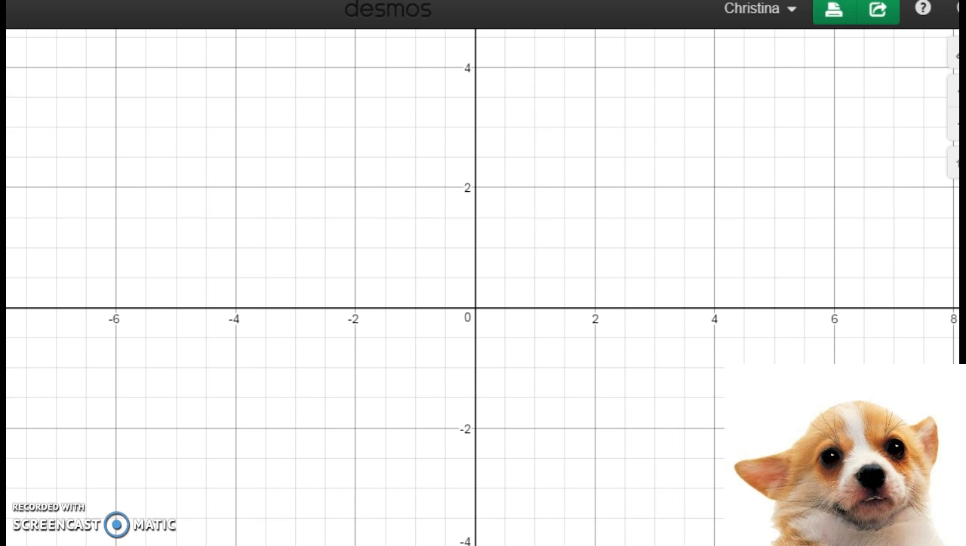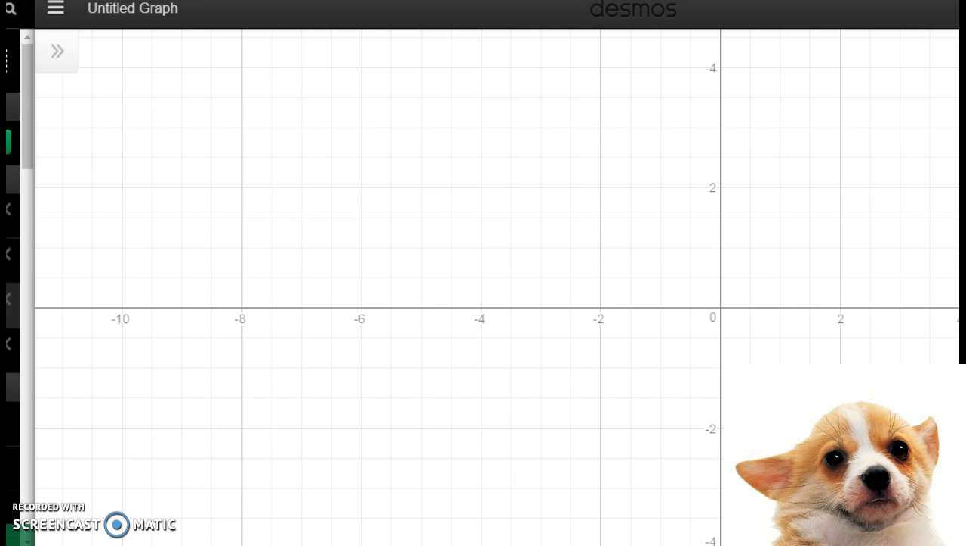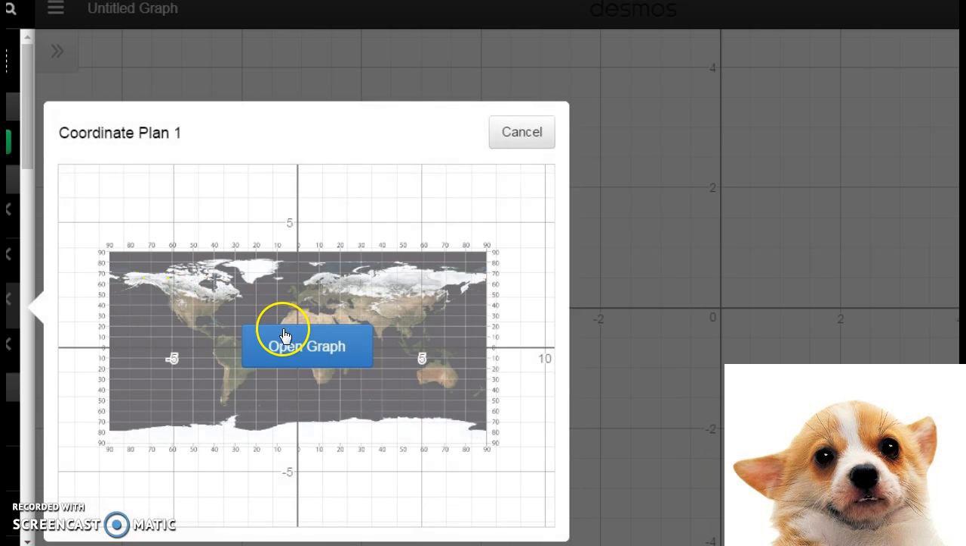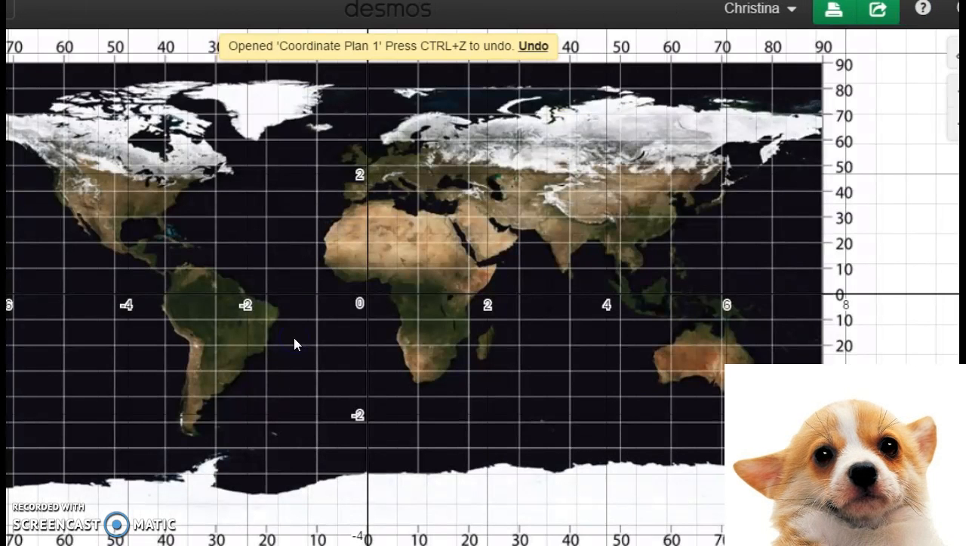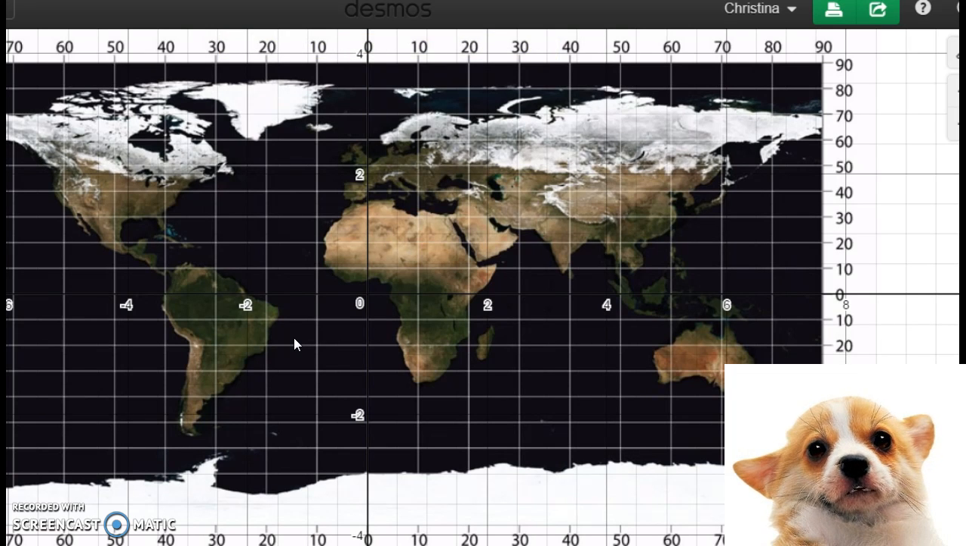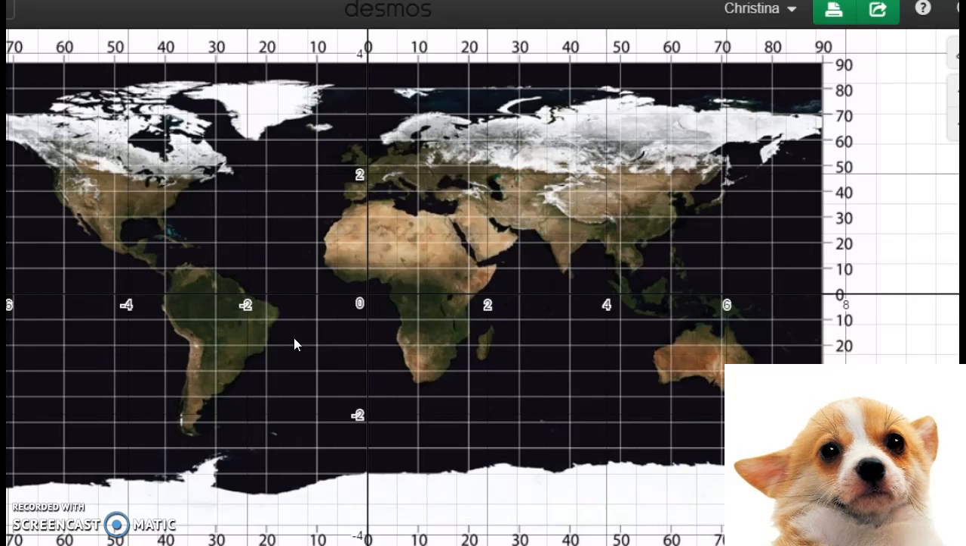But before I get started, I'm going to show you some real-world examples of why we use the coordinate plane. The first one is, if you look at this map of the world, a lot of people use the coordinate plane for latitude and longitude. We'll talk a little bit more about that in class, but that gives each location on the Earth a number. So latitude and longitude are used to determine a specific location.